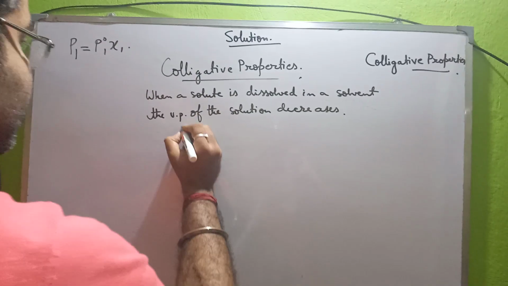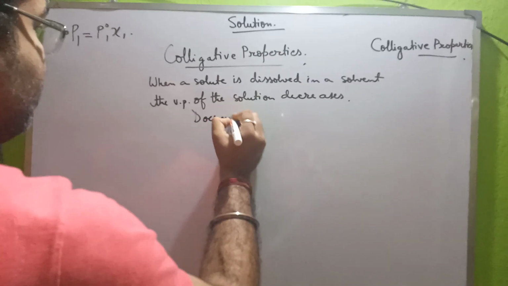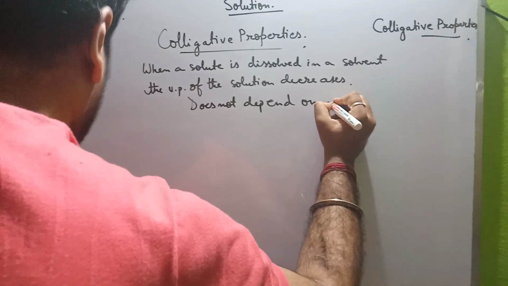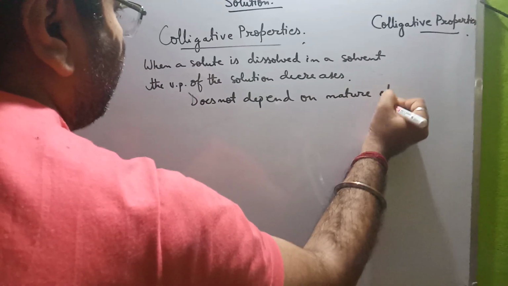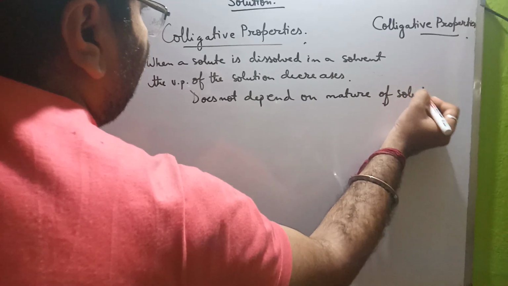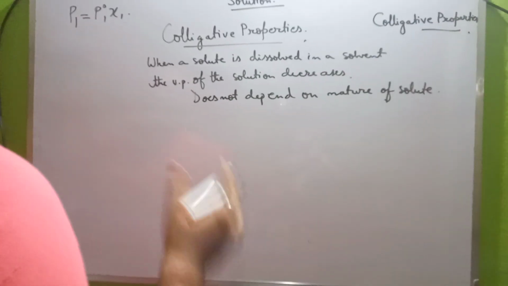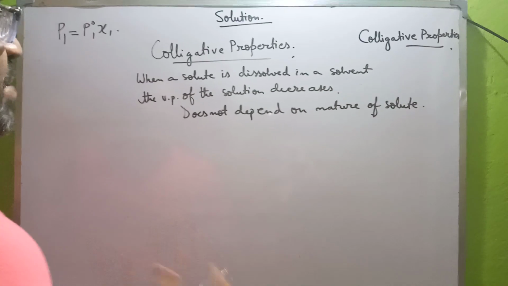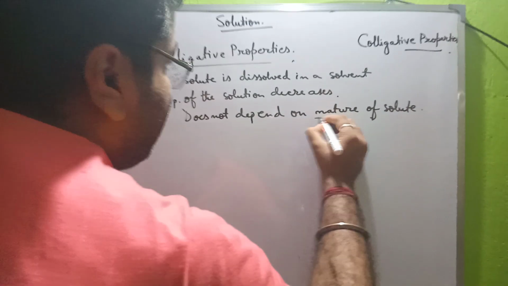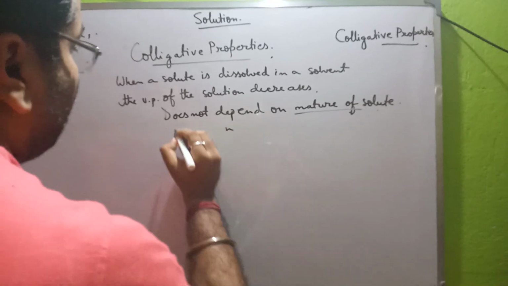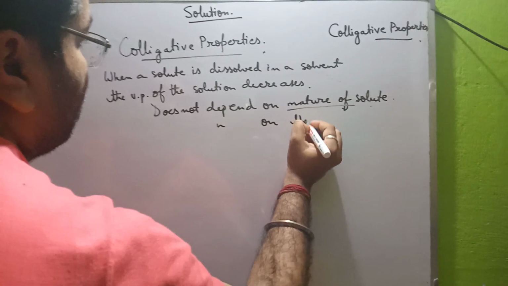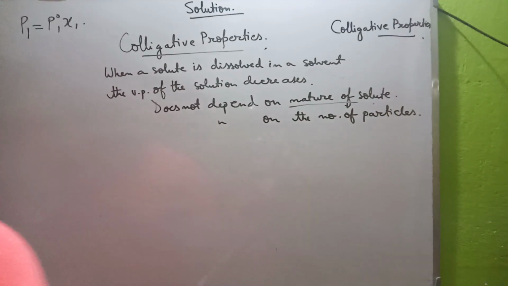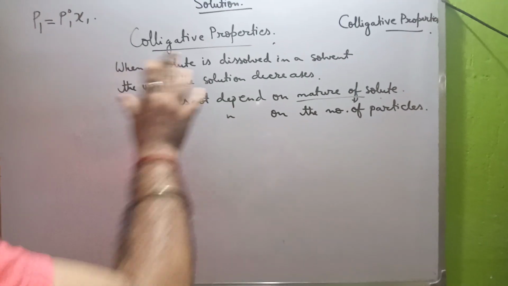And what are colligative properties? Colligative properties do not depend on the nature of the solute. Means if I have taken 10 gram of urea and made a solution, and if I have taken 10 gram of glucose and made a solution, both the solutions will have the same vapor pressure. There will be no difference because it does not depend on the nature, but it depends on the number of particles or atoms or molecules of the solute. So this is what colligative properties are.